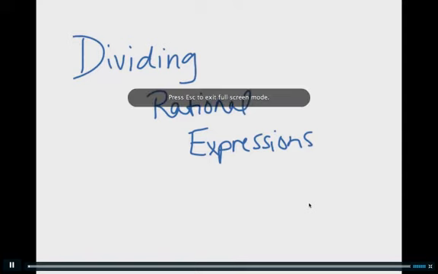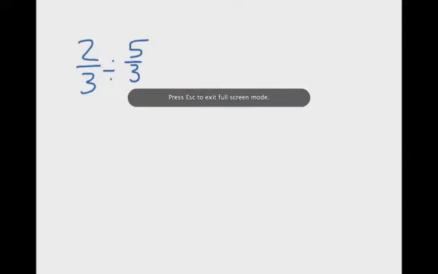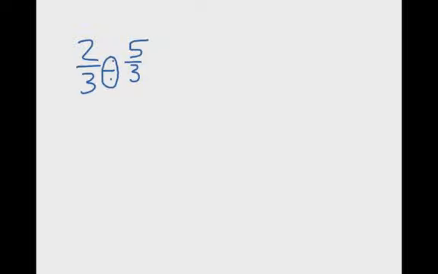Today we are looking at dividing rational expressions. Let's think back to when we learned how to divide fractions. The first thing we would do when we see our division sign is multiply by the reciprocal. The reciprocal is when we take our second fraction and just flip it.